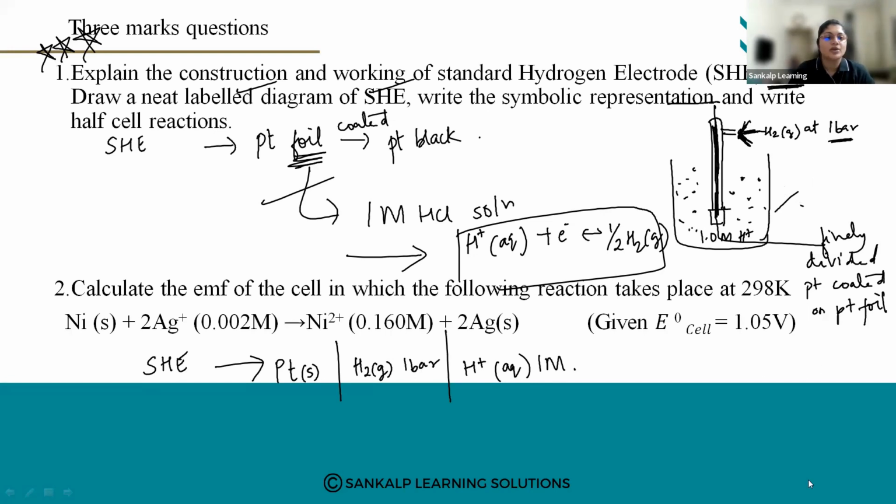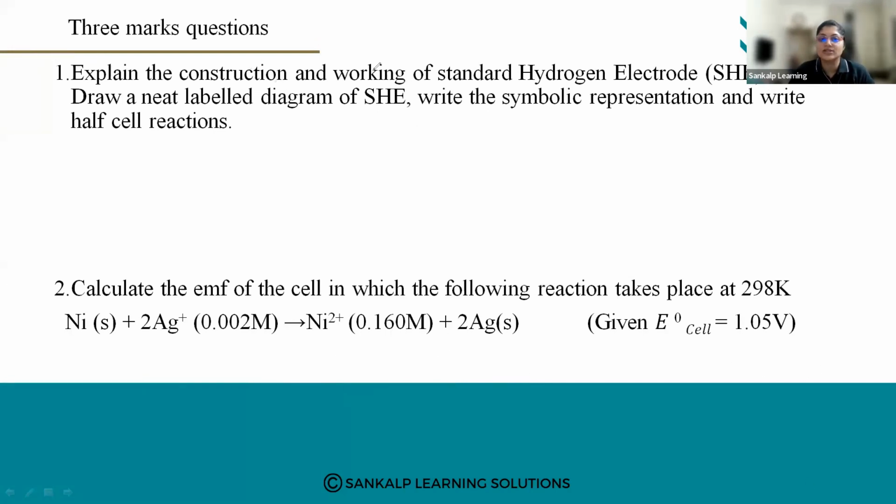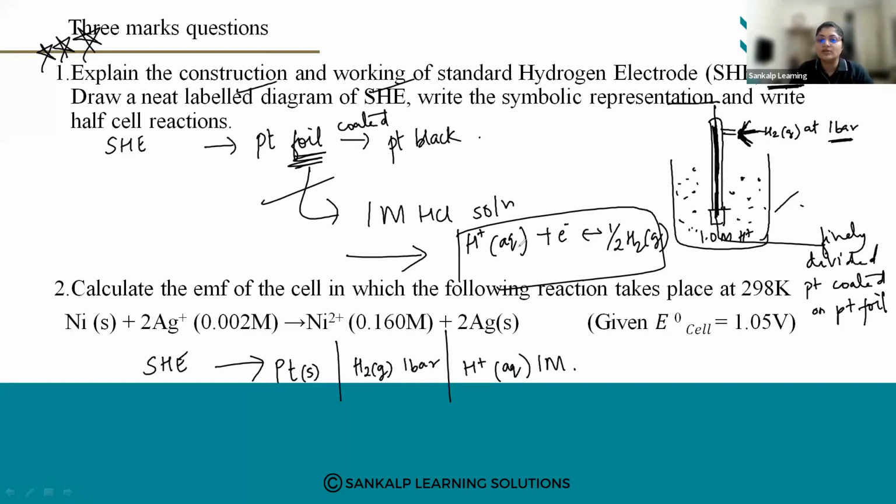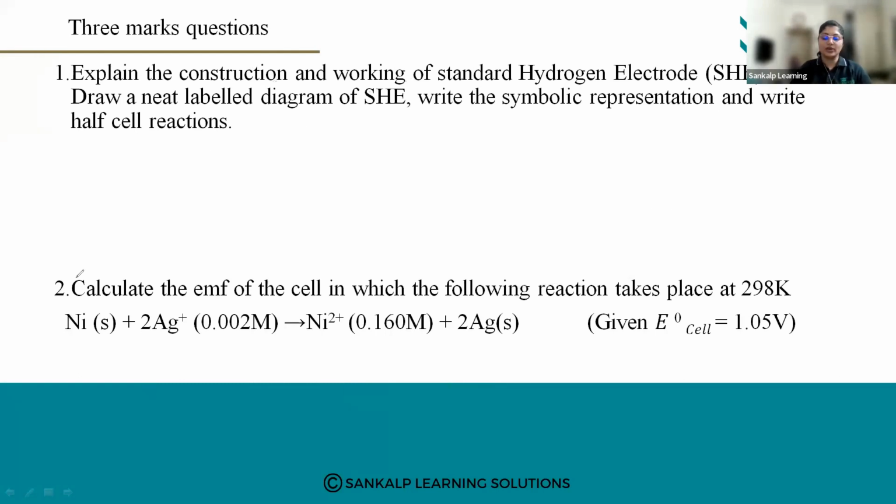Like this. So depending upon what they ask, if they ask you the construction and working, you have to mention all these things. Mention the construction, draw the diagram, then write the cell reactions and write the symbolic representation. So like this, you can fetch the 3 marks.